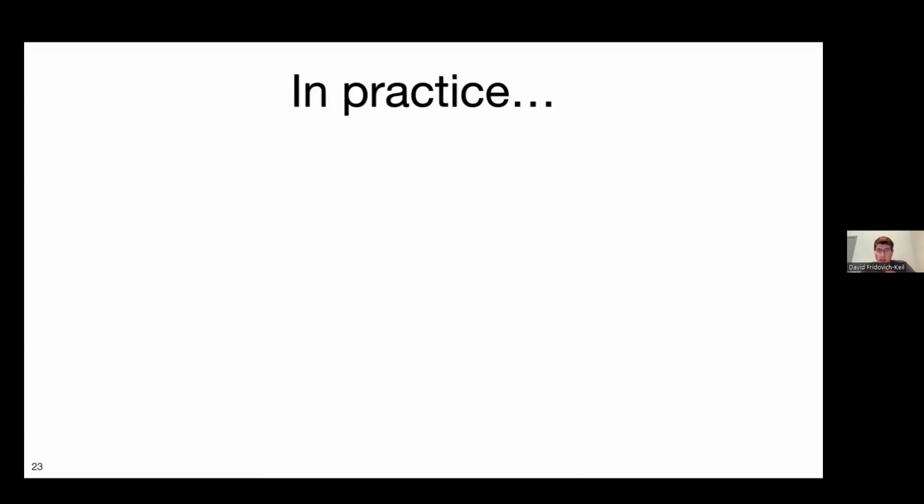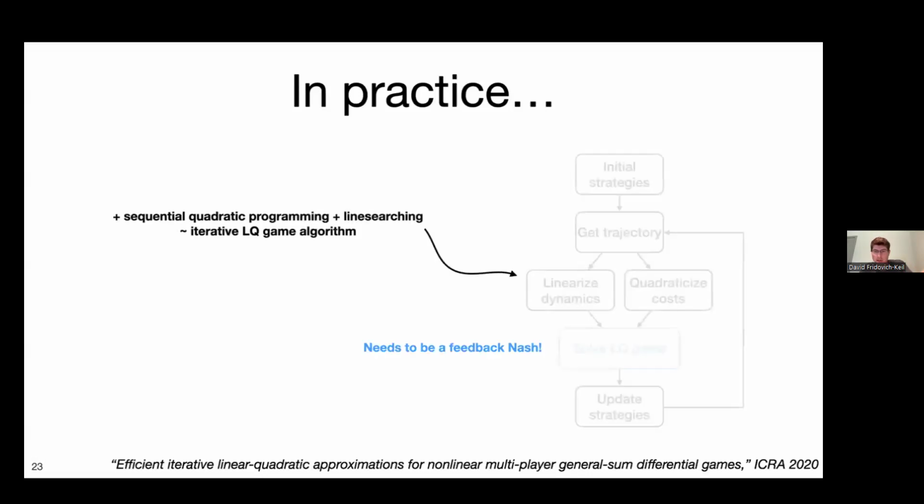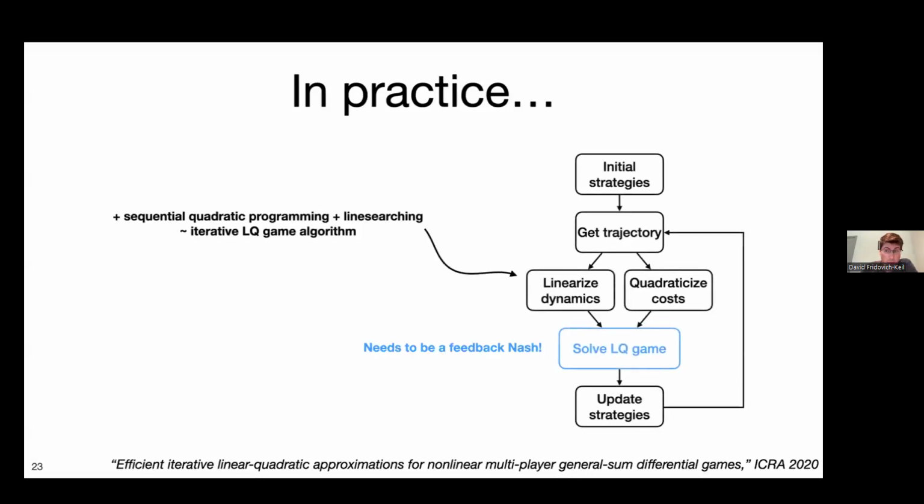So in practice, what happens is you get something that looks like sequential quadratic programming. Here's a little block diagram of the algorithm. If you've seen the iterative LQR, it's essentially the same thing.